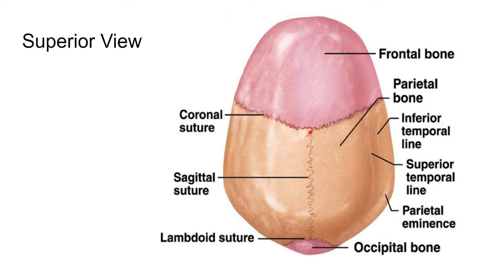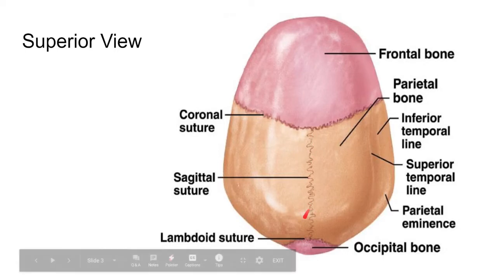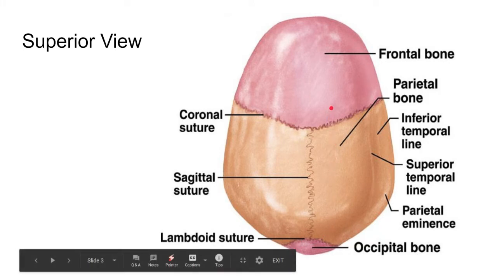One thing we haven't discussed before is this sagittal suture that goes right down the middle of your skull between the two parietal bones. And then you see our lambdoid suture again there, not in the middle, at the back of the skull.